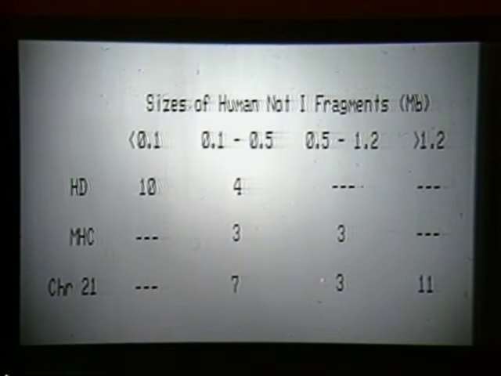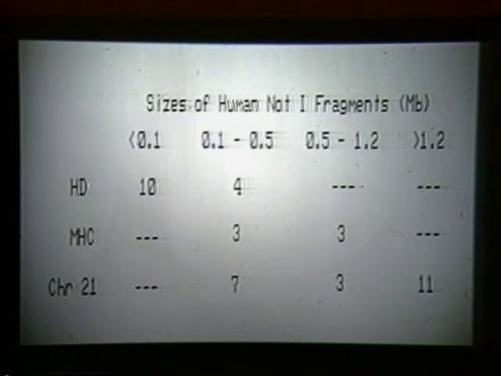And one of the first clues that there's something amusing going on here comes from just the sizes of the fragments generated by an enzyme like NOT1. This shows a summary of fragment size for 3 of the particular mapping projects we've been involved in: chromosome 21, the major histocompatibility complex, and Huntington's disease, which is the terminal 4 million base pairs on chromosome 4. What I show is the sizes of the fragments that we've seen now, different fragments identified with different probes in each of the 3 mapping projects. And you can see that there's something very strange going on here.